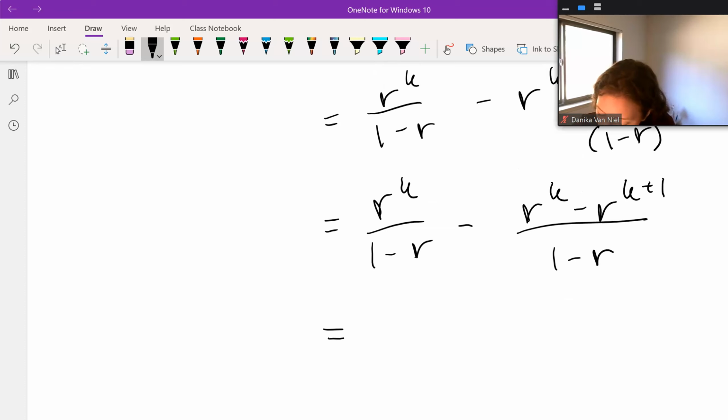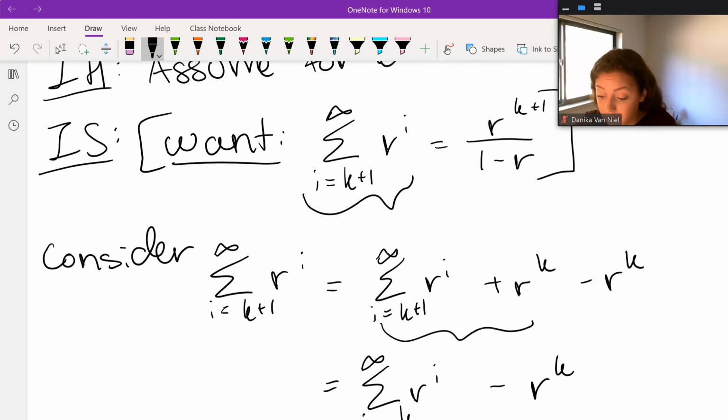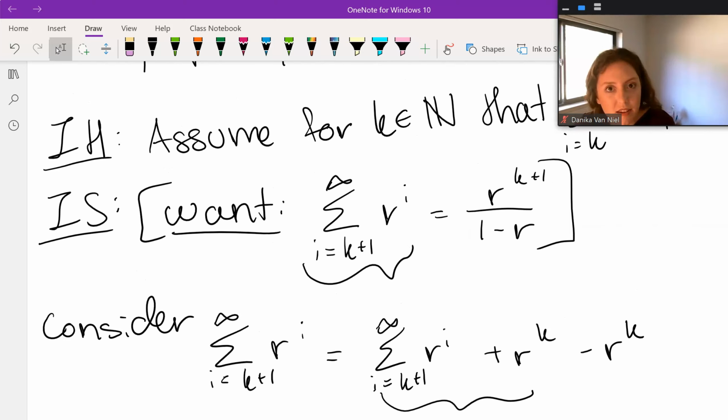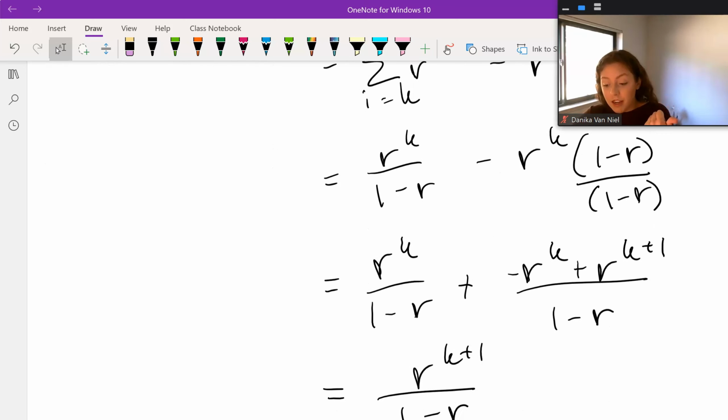Awesome. I'm going to distribute this negative to help us out a little bit. There we go. So now we have r to the k plus 1 over 1 minus r. Is that what I wanted? We can look up and check. Yes, that is. Perfect. So now we're done with our proof.